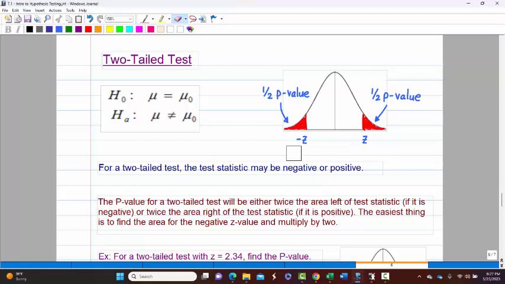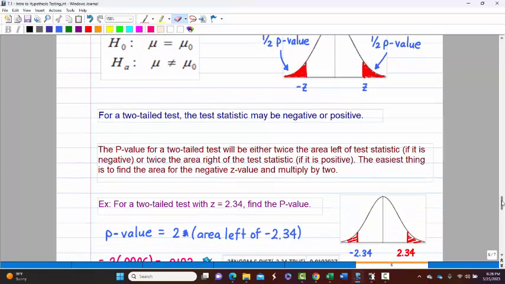So the way you can do this, if it gives you the test statistic, whether it's positive or negative, is to treat it as negative, get the p-value on the left side using whatever technology, and then just multiply that number by 2. That'll get you the value you want.